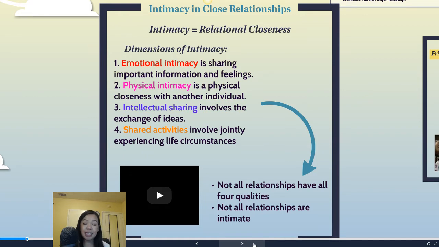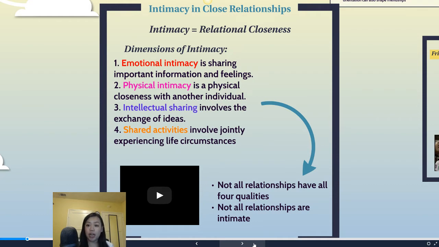The third is intellectual sharing. This is when you have intimacy as far as your ideas, when you're able to sit down and talk to someone else about your career ideas, your political opinions, your thoughts in general about people in the world and life. You're able to engage in that intellectual sharing, and that ultimately leads to further intimacy when other people are able to, of course, identify how you think and why you think certain things.